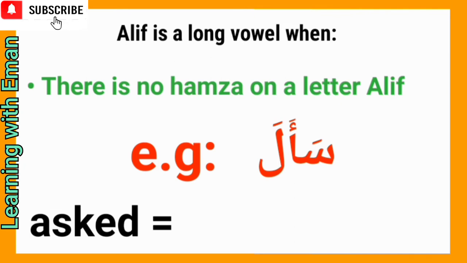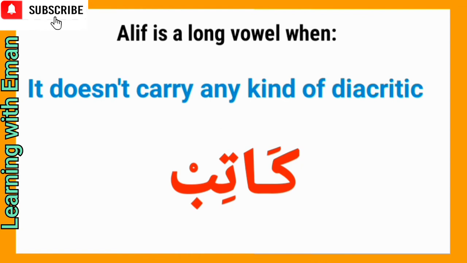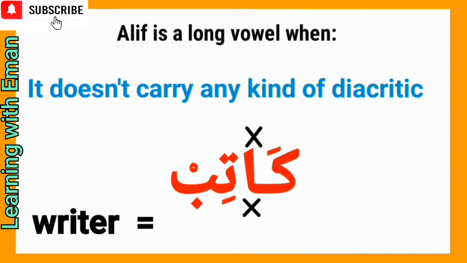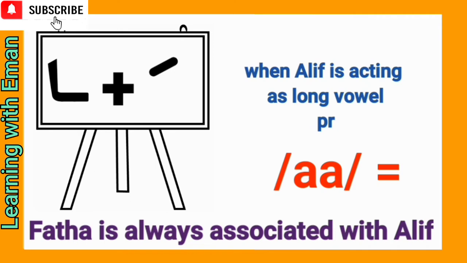The last condition is that Aleph doesn't carry any kind of diacritic. For example, كاتب. كاتب means writer. As you can see, when Aleph is acting as a long vowel, nothing will be written on top or below of it. Notice that Fathah is always associated with Aleph. When Aleph is acting as a long vowel, it produces the sound of double A.